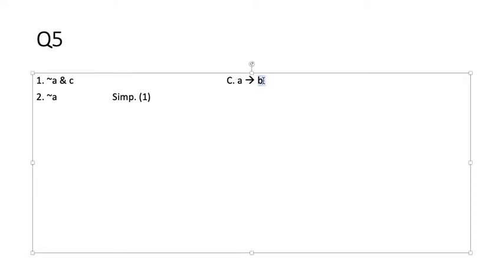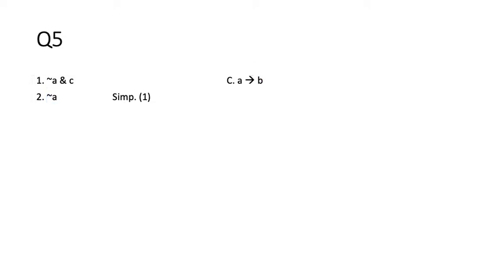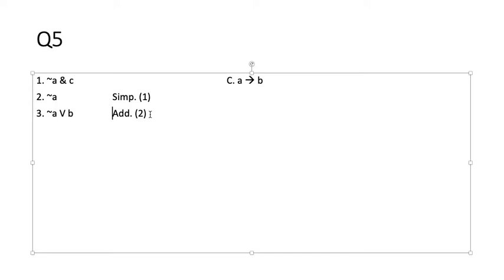And then my conclusion has a B in it, but B doesn't show up anywhere in my premises. And so that hints that I'm going to have to use addition at some point, and I think I'm just going to use it now, to introduce B into my workings out. So I'm going to go from not A to not A or B via addition on line 2.